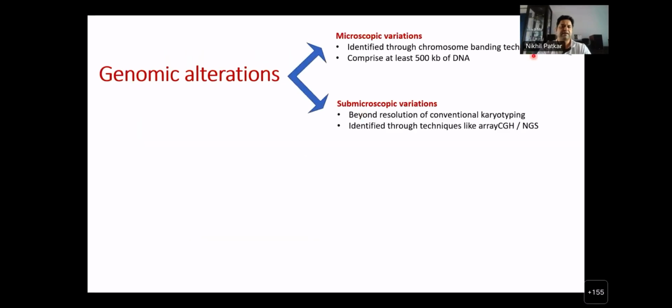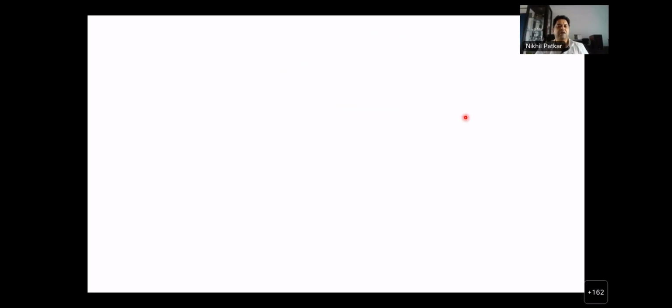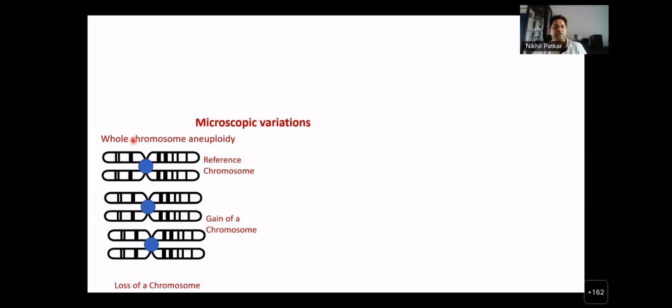Genomic alterations are classified as microscopic or submicroscopic. Microscopic alterations can be detected through chromosome banding techniques, which are typically done by cytogenetics. For it to be detected by cytogenetics or metaphase analysis, the alteration has to be at least 500 kb, big enough. Submicroscopic variations are beyond the resolution of conventional karyotyping, and they are identified through techniques such as aCGH or NGS. All right, so you can see these are examples of microscopic variations.